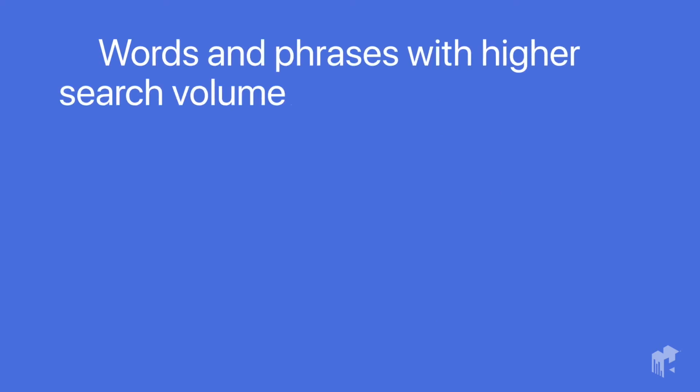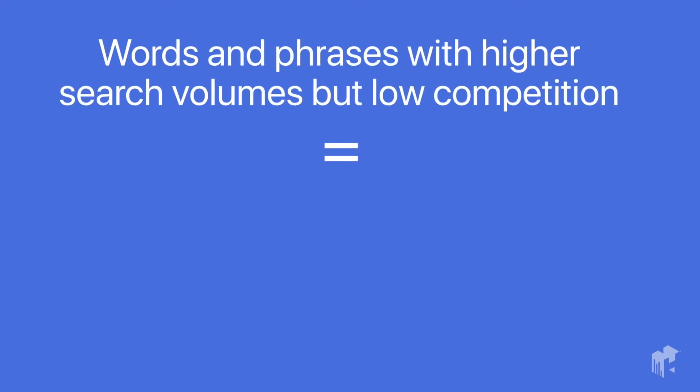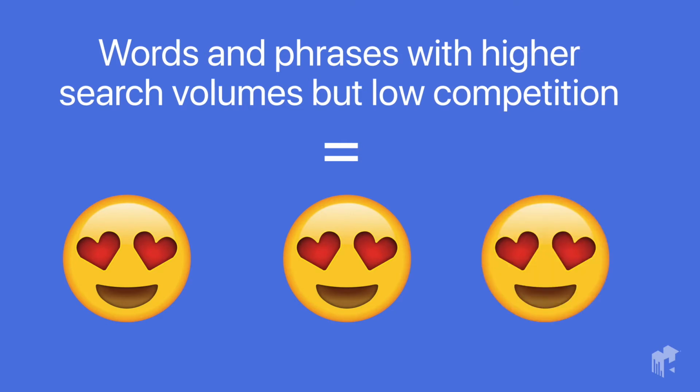Monitor what is working for your competitors and use tools such as Google's Keyword Planner to find the best keywords. The words and phrases with the higher search volumes but low competition are the golden nuggets you are looking for. These are the ones that will help your app achieve that initial momentum.